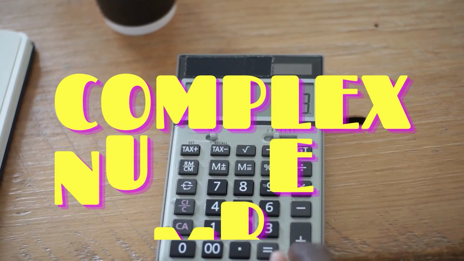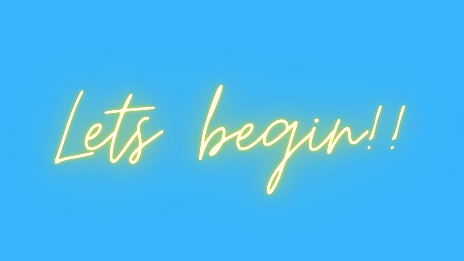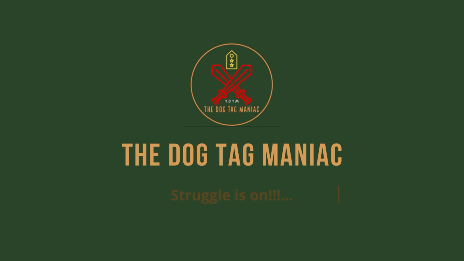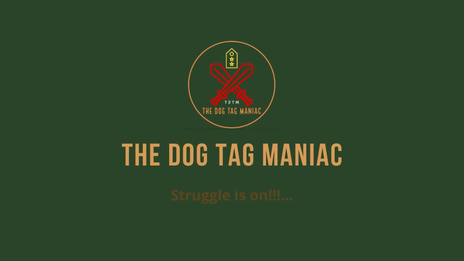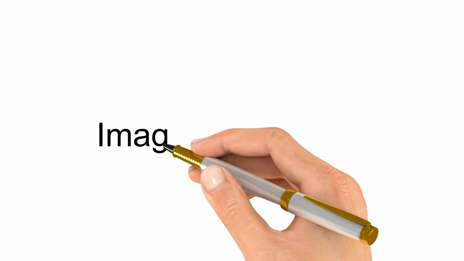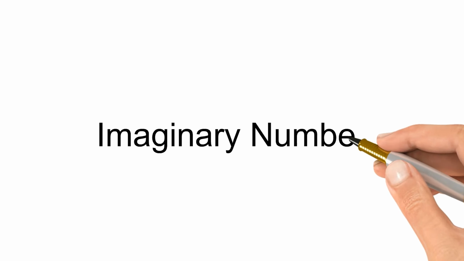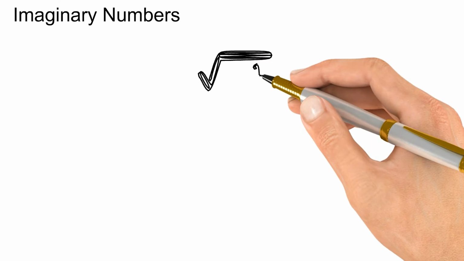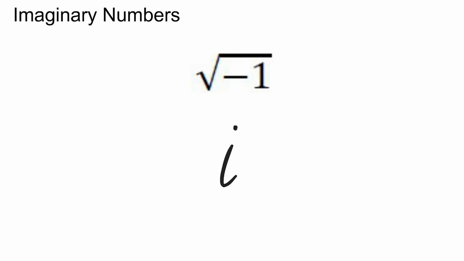In this video we will discuss complex numbers. So let's begin. First of all, let us know about the imaginary number. An imaginary number is a quantity whose value is root under -1 and is denoted by i or iota.